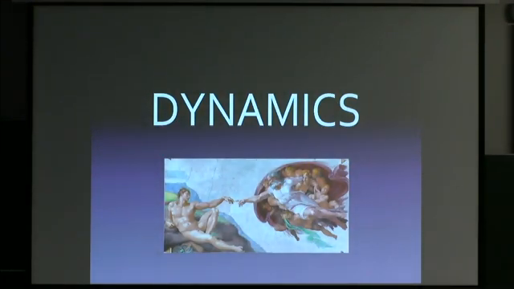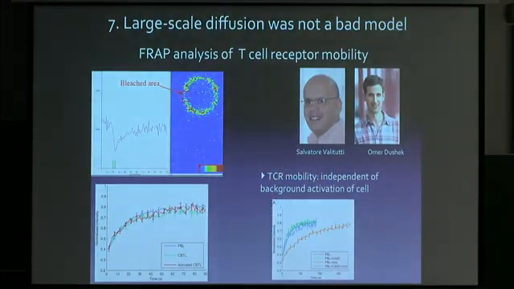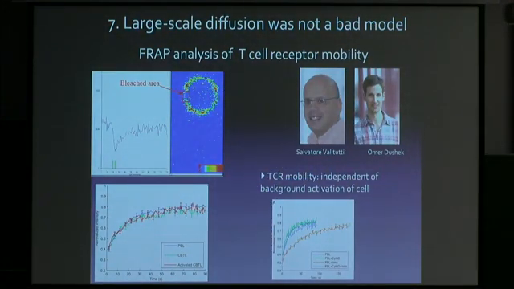Dynamics. All right, that was the end of the statics part. So everything I told you so far is statics. The cell is fixed, we image, we look for clusters. So what about dynamics? These receptors move around. What am I going to say about this? Well, in the beginning, large-scale diffusion was not actually that bad of a model, and everyone was happy. So in the days when everyone just said everything diffused, we were happy.